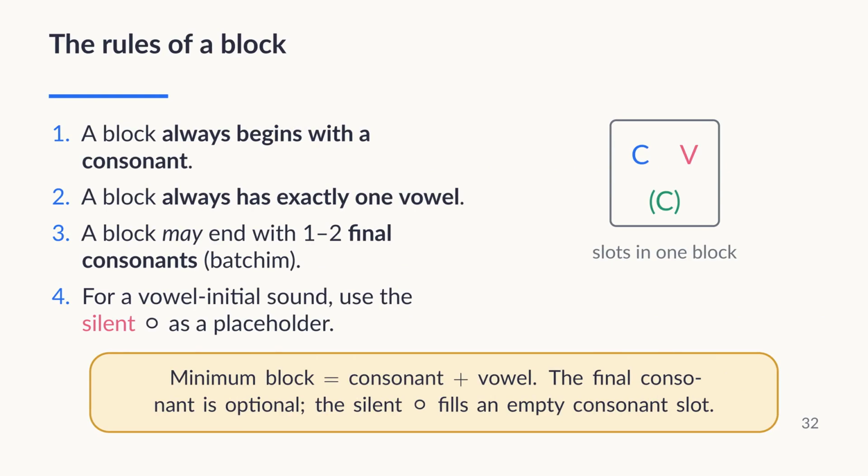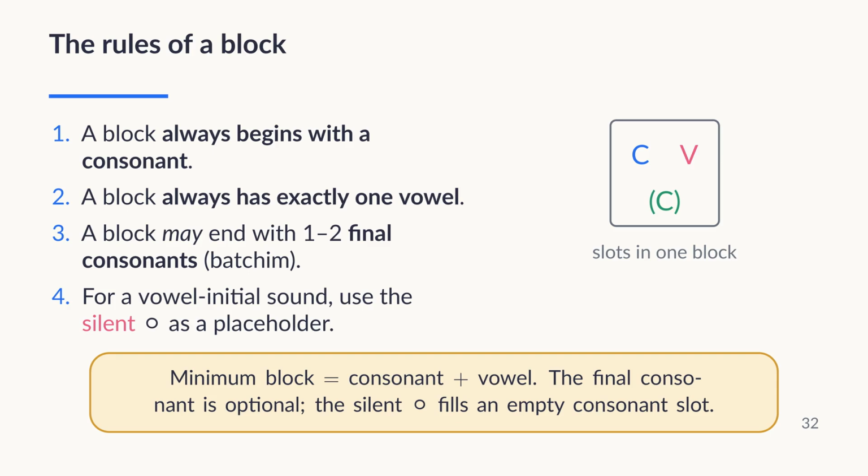Let us state the rules of a block clearly, because these 4 rules never change. Rule 1, a block always begins with a consonant. There are no exceptions to the starting slot, something must fill it. Rule 2, a block always has exactly 1 vowel, no more and no less. Rule 3, a block may optionally end with 1 or, in some cases, 2 final consonants, and those bottom consonants have a special name, bacham, which we will study in the next part.